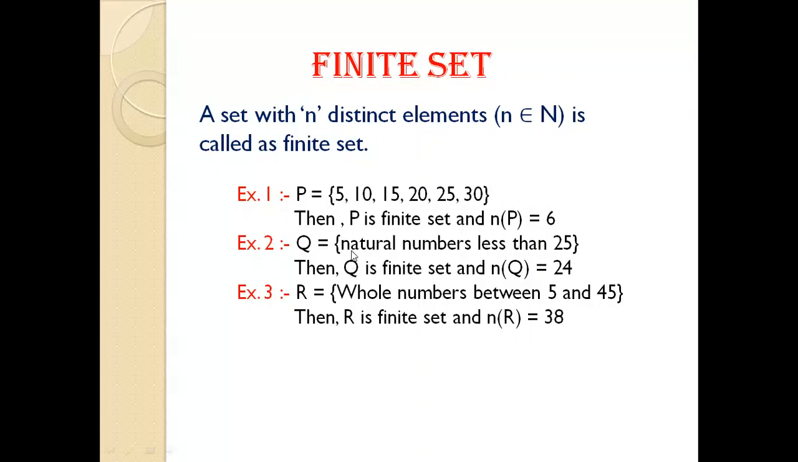Another example is natural numbers less than 25. It is also countable. That's why it is also an example of finite set. Another example is whole numbers between 5 and 45. Also we count them, so it is again an example of finite set. There are 38 numbers between 5 and 45. We count them. That's why it is an example of finite set.